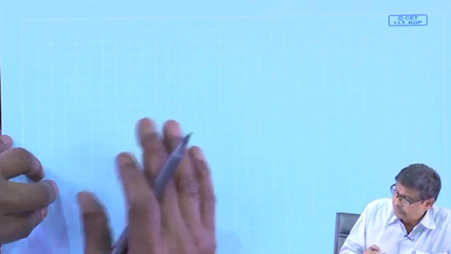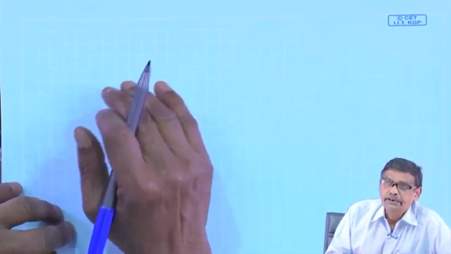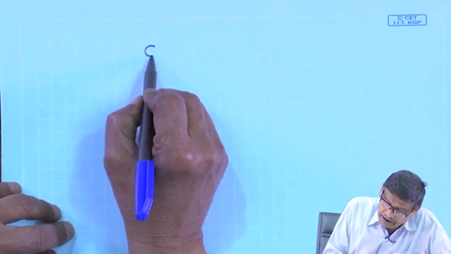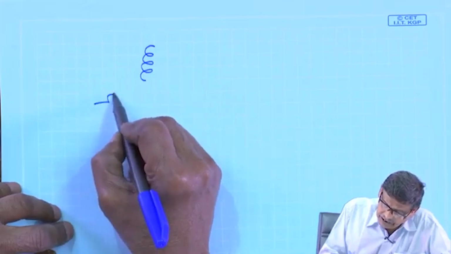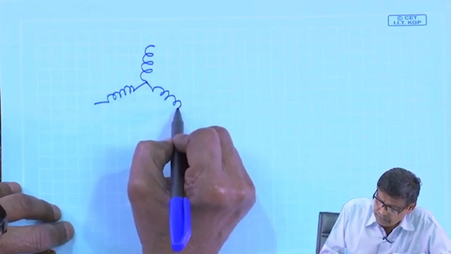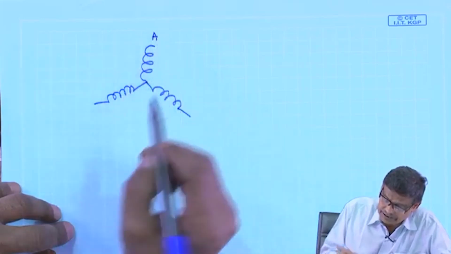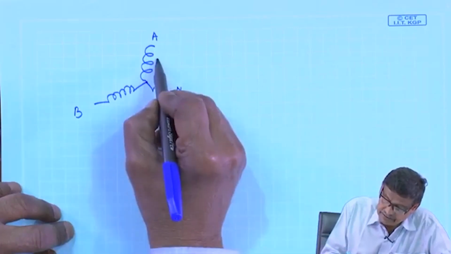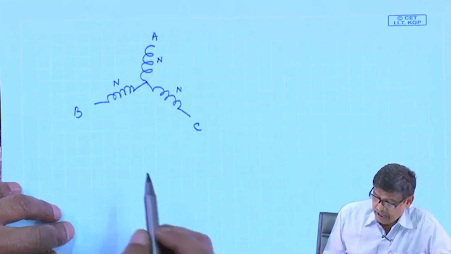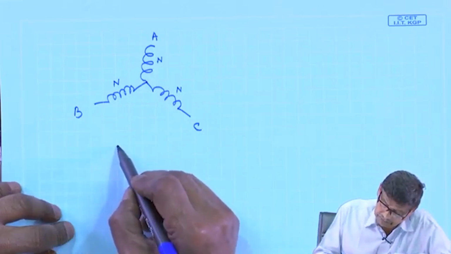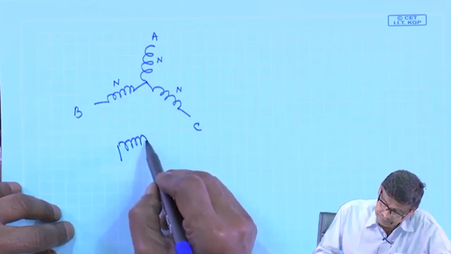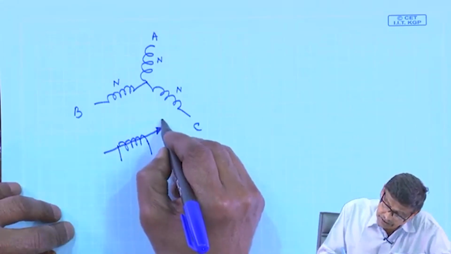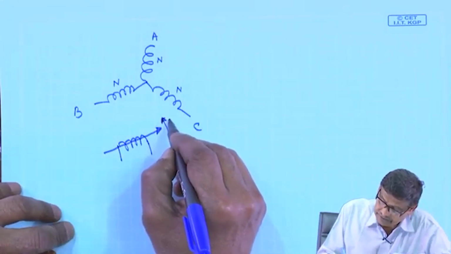Now, I will try to understand the induced voltage in the synchronous machine. First consider the stator coils of the machine, A, B and C, each of n turns, and you have this field winding. I will just indicate it like that, and it is moving with a speed, say omega.